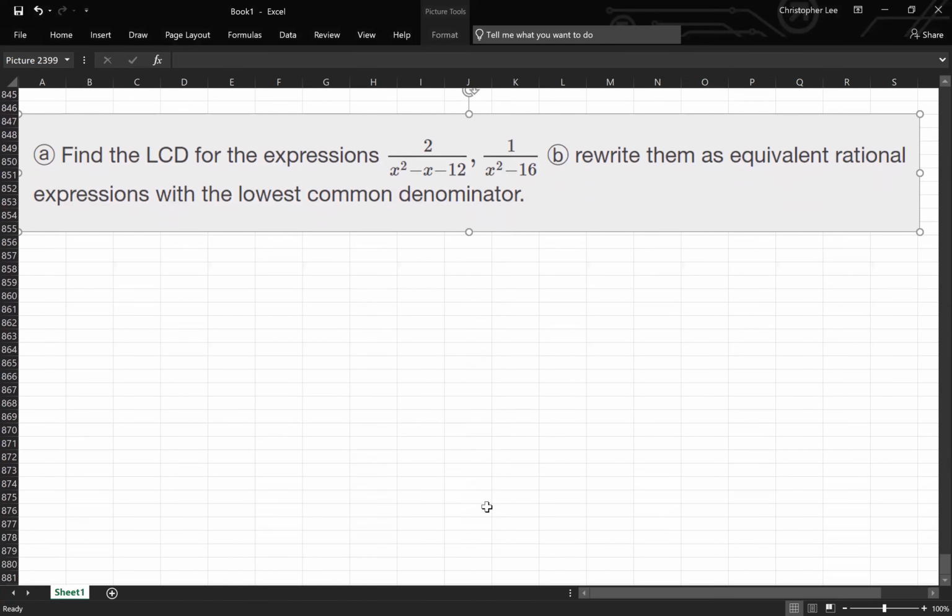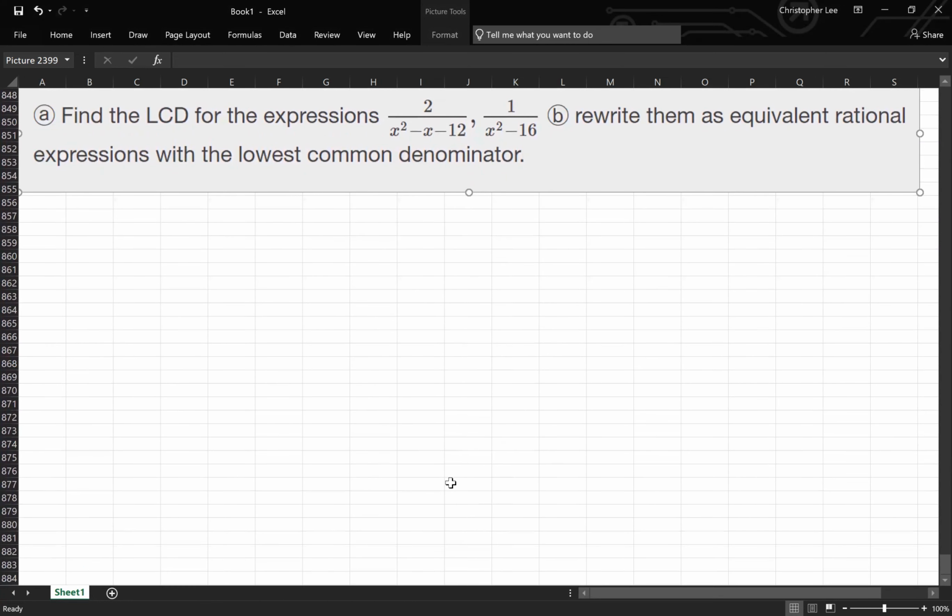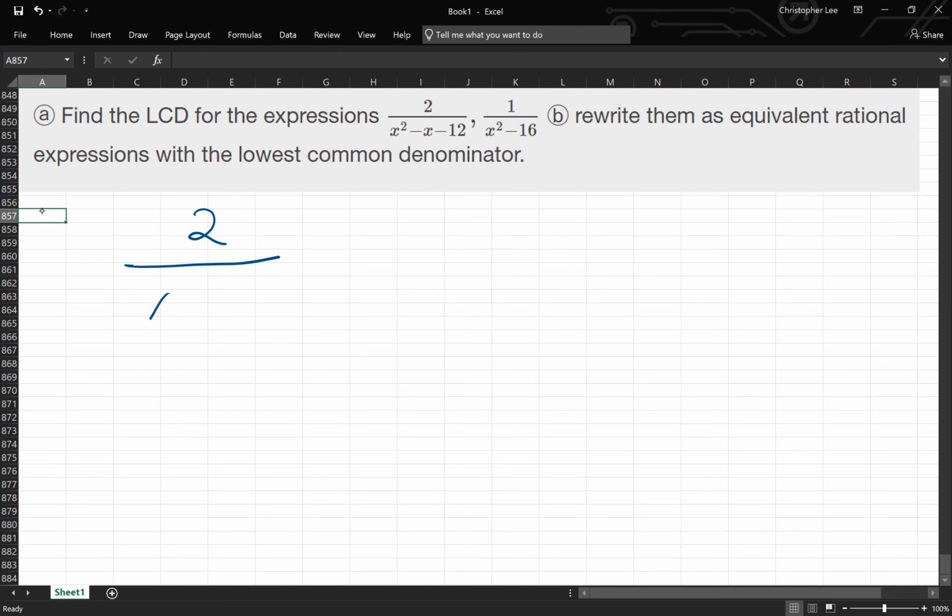All right, let's take a look. Nothing crazy here. So I got 2 over x squared minus x minus 12, and I got 1 over x squared minus 16, right? So the first thing I gotta do, let's factor both of these.